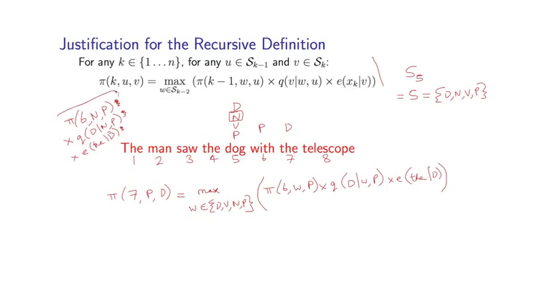So that's the highest probability for any tag sequence going through NPD, and we simply do a search over all possible tags at this previous position and take the max. And that gives us the highest probability tag sequence ending in P and D, positions 6 and 7.